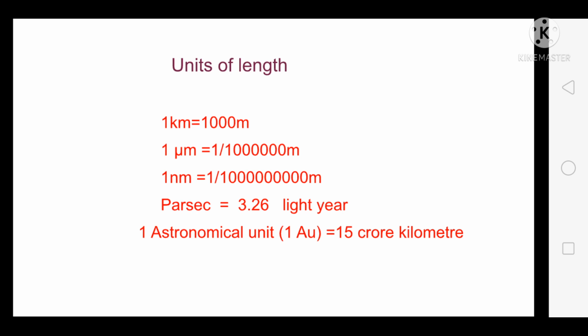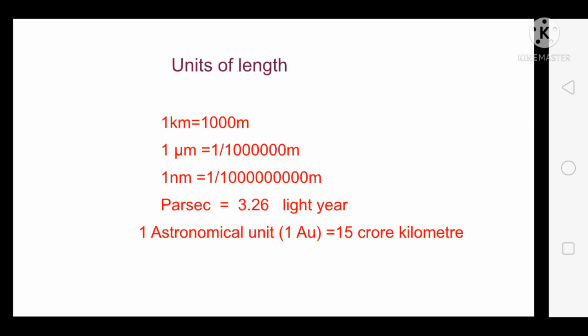Similarly, 1 millimeter is equal to 1 by 1000 meter. Also we have 1 kilometer is equal to 1000 meter. 1 parsec is equivalent to 3.26 light year. 1 astronomical unit is equal to 15 crore kilometer.